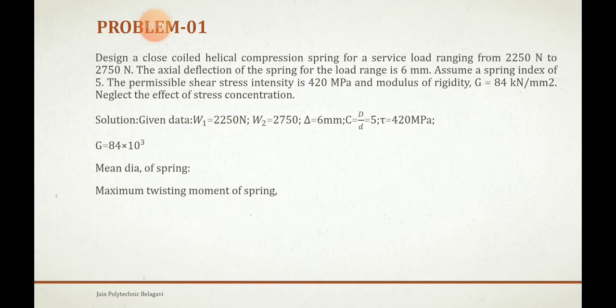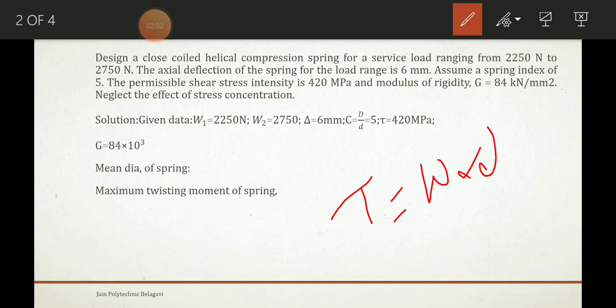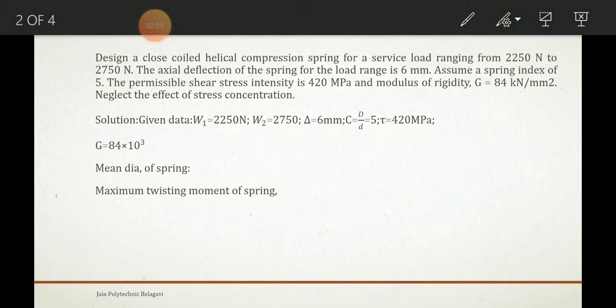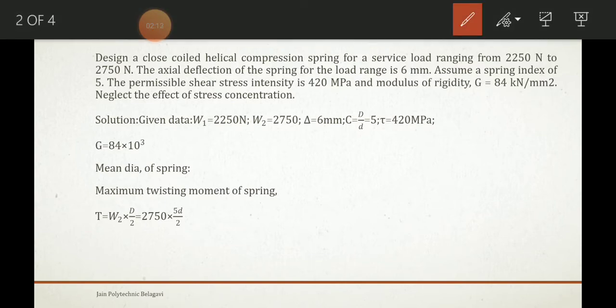Now the maximum twisting moment of the spring. So what is the formula? T equal to, so out of W1 and W2 which is maximum? W2. So obviously it's W2 into D by 2 will be the formula for the twisting moment. Correct. So substitute the values. 2750 is the value of W2.